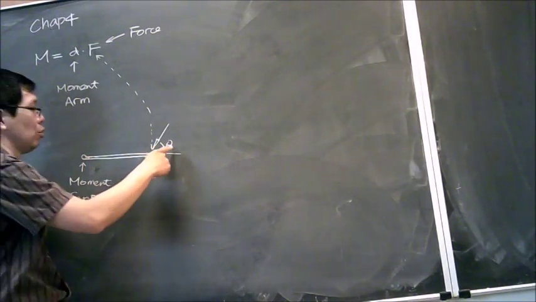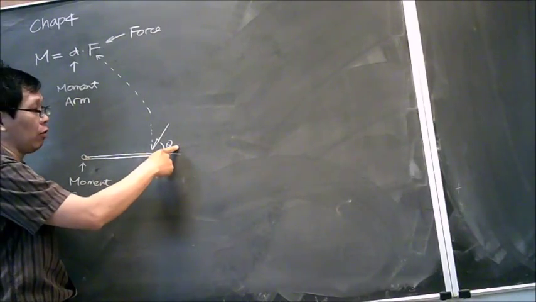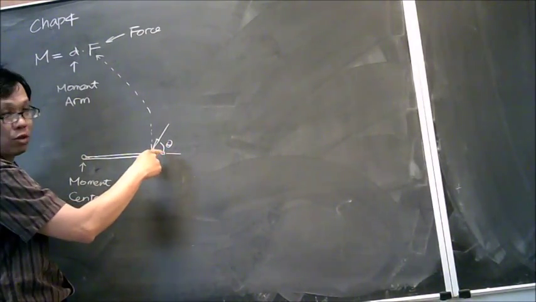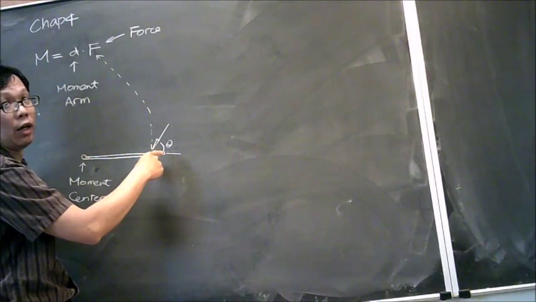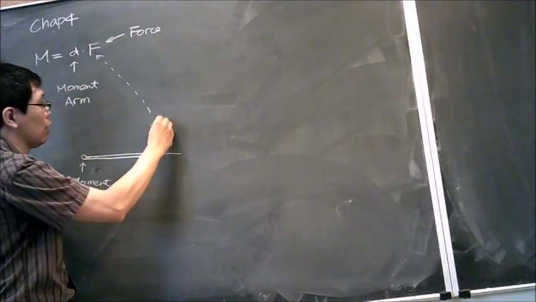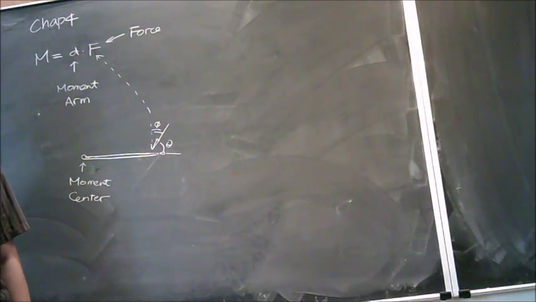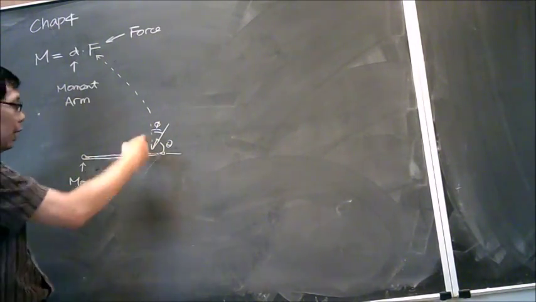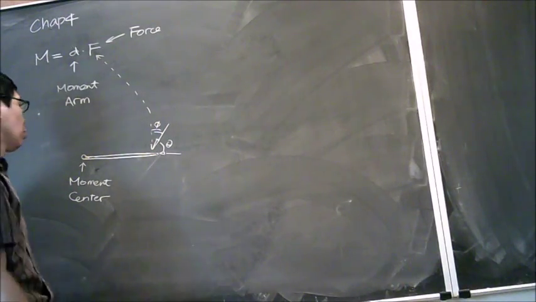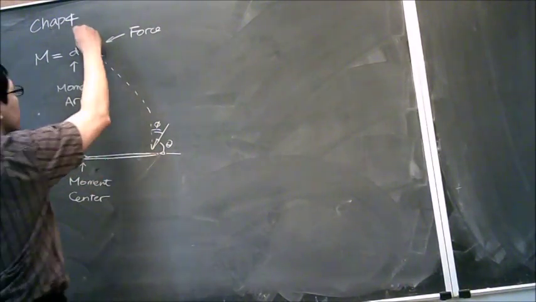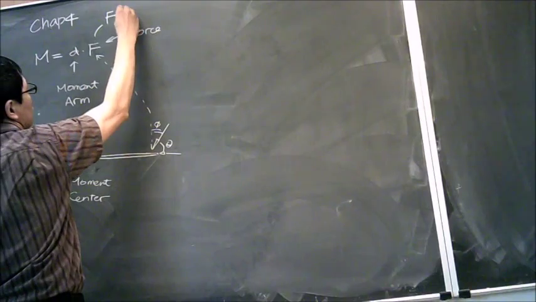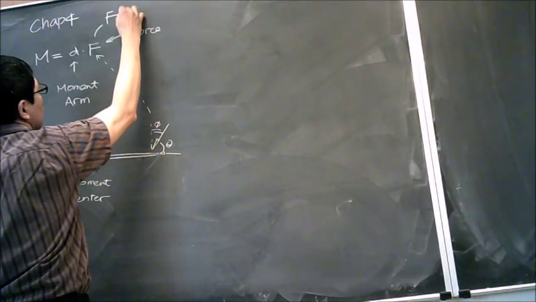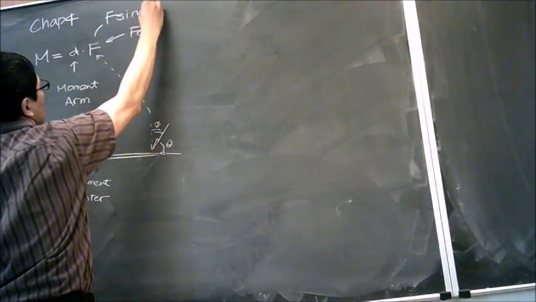So in this case, we would need to know the angle between the force and the moment arm, depending on which angle you choose. If the angle is using this position, then it's going to be sine. If you are using the angle over here, then it should be cosine. So I cannot tell you whether you should use cosine or sine, it depends on which angle you're talking about. Okay? So in this case, the force is actually F sine theta.